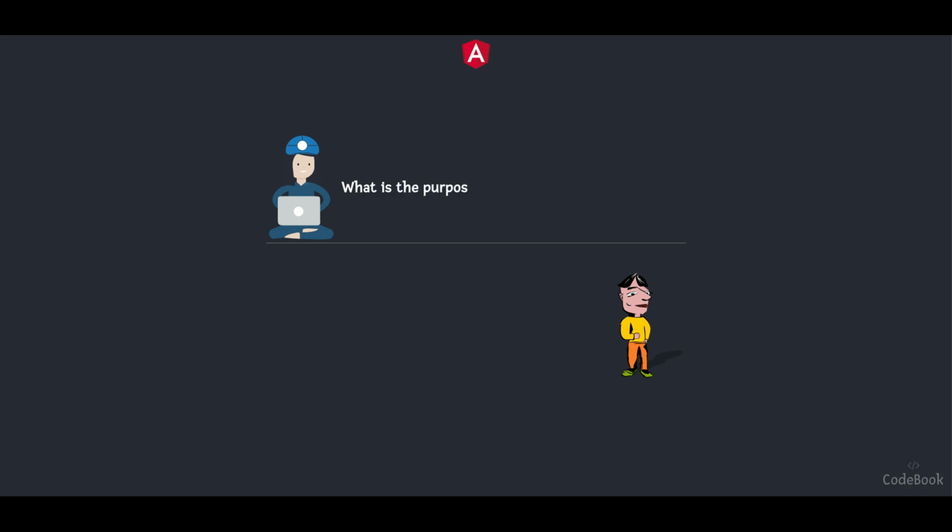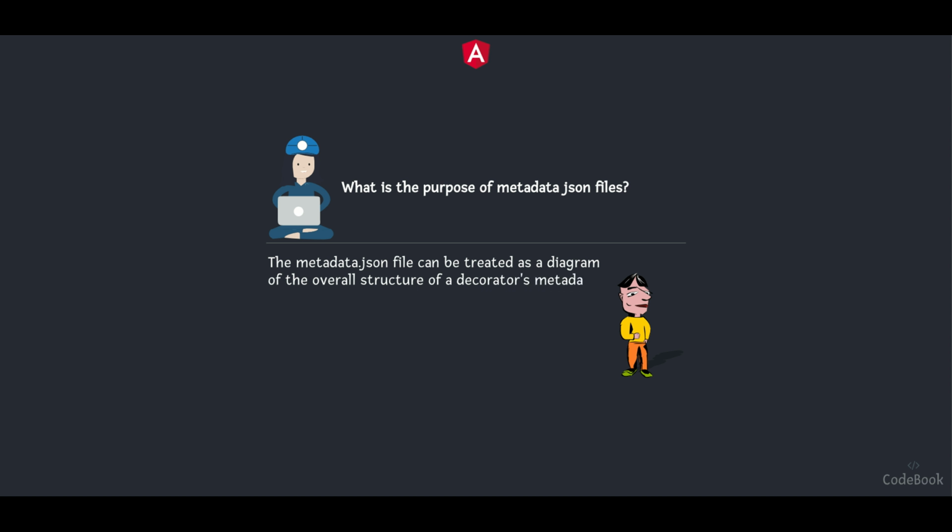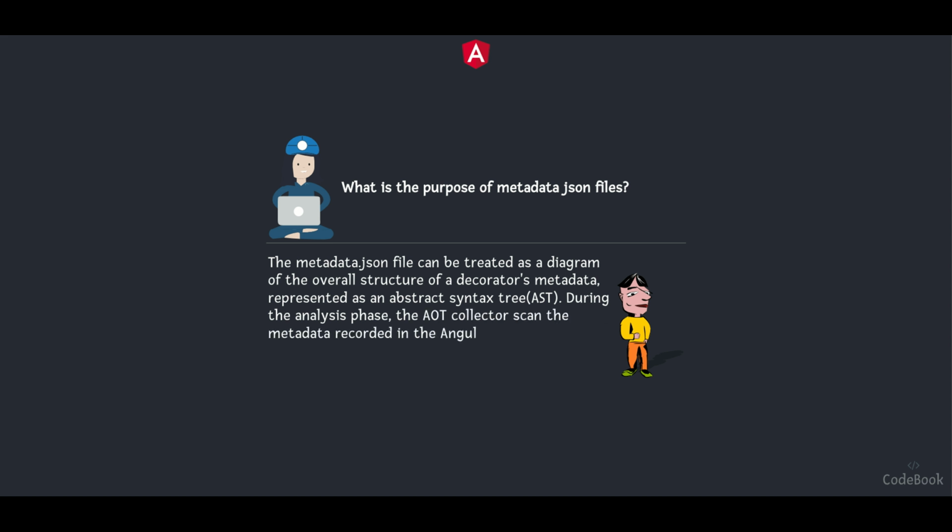What is the purpose of metadata JSON files? The metadata.json file can be treated as a diagram of the overall structure of a decorator's metadata, represented as an abstract syntax tree (AST). During the analysis phase, the AOT collector scans the metadata recorded in the Angular decorators and outputs metadata information in metadata.json files, 1 per d.ts file.